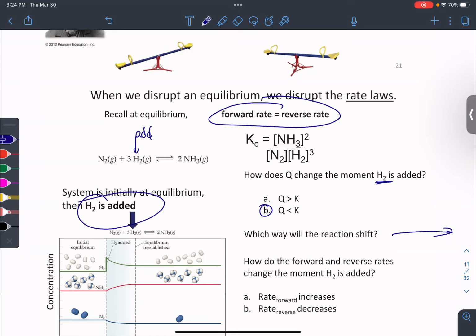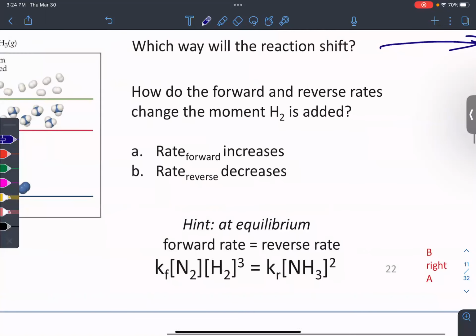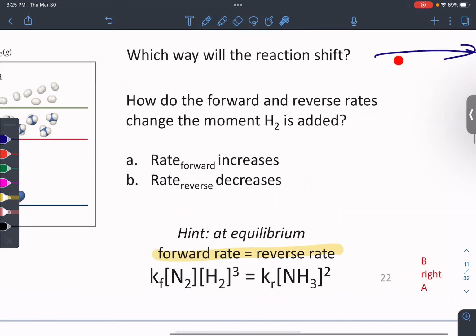But why does the reaction shift forward? That's the question. So let's look at the rate law. Remember, at equilibrium, forward rate equals reverse rate. So look at this rate law. The forward rate equals the reverse rate. So the moment we add H2, why does the reaction shift forward?